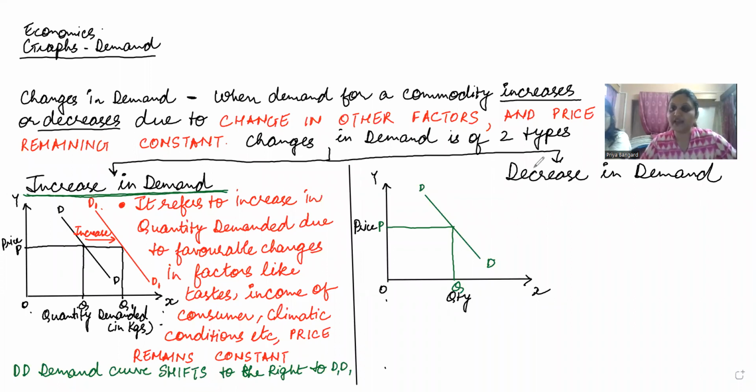Next, what we are taking is decrease in demand. So we have an original demand curve DD, and the price is the same, but for some reason demand has decreased. Tell me, if increase in demand is a rightward shift, then decrease in demand will be a leftward shift. Increase in demand is a rightward shift. Decrease in demand is a leftward shift.